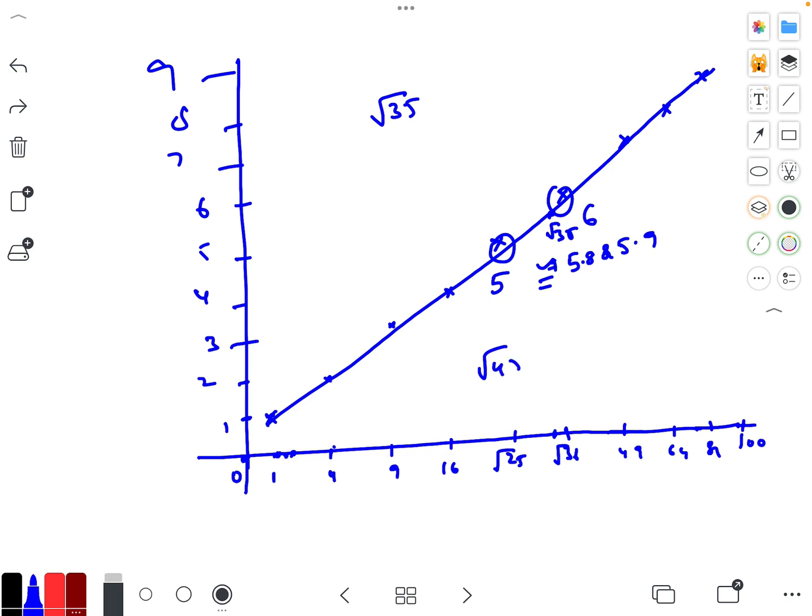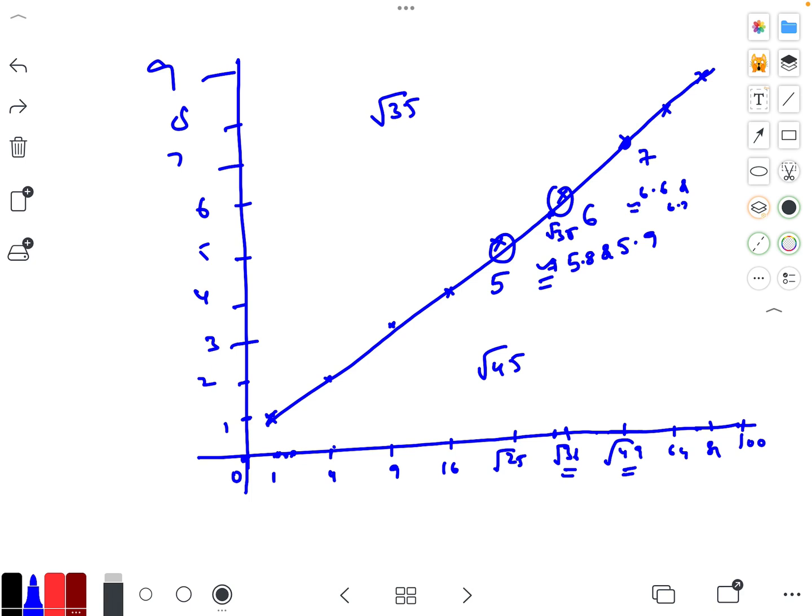Say square root of 45. Square root of 45 will be in between square root of 36 and square root of 49. Okay. So 49, 48, 40, say somewhere here. So this is 7. So it will be between 6 and 7. So square root of 45 would be somewhere around 6.6 or 6.7, something like this.